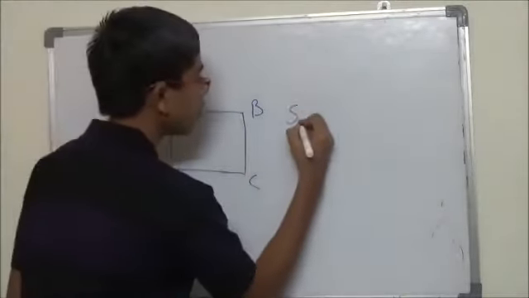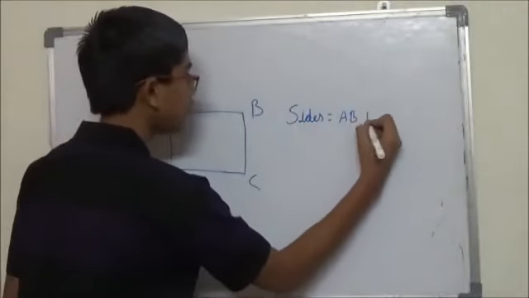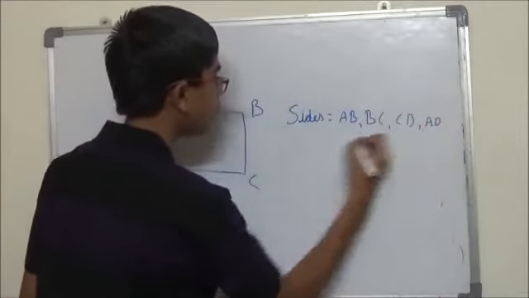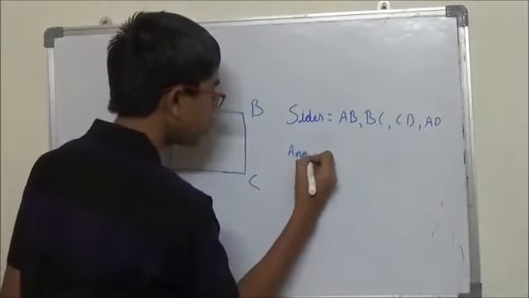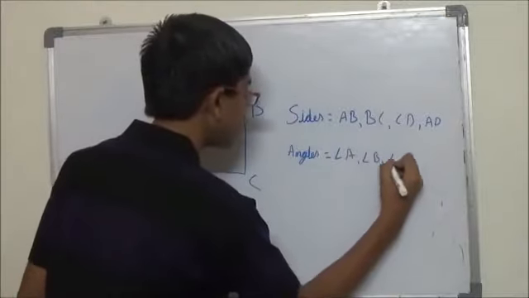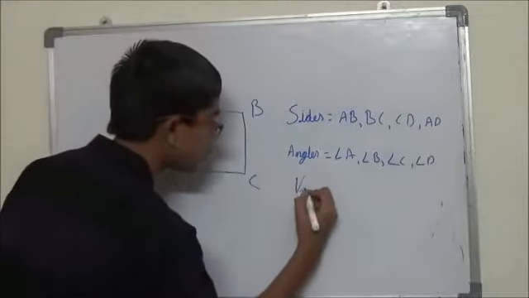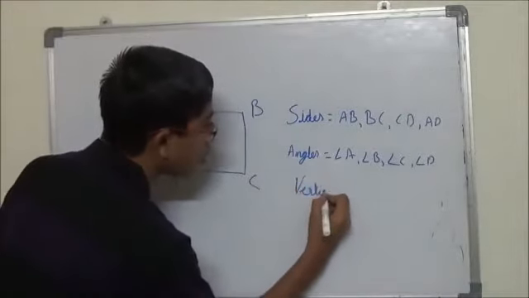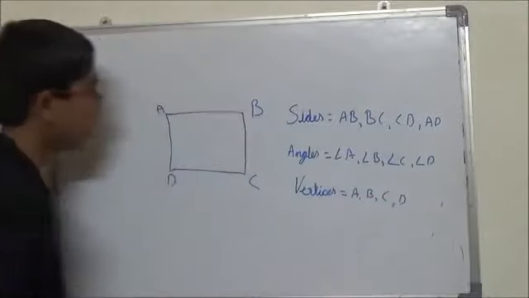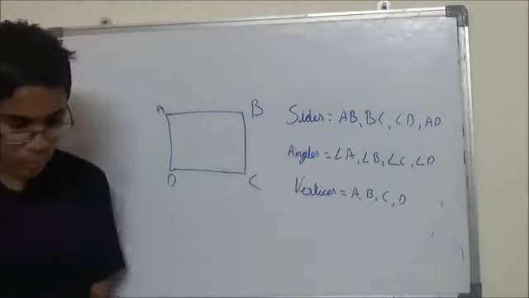All the four sides in this quadrilateral are AB, BC, CD and AD. All the angles are angle A, angle B, angle C and angle D. And all the vertices are A, B, C and D. So all quadrilaterals have 4 sides, 4 angles and 4 vertices.